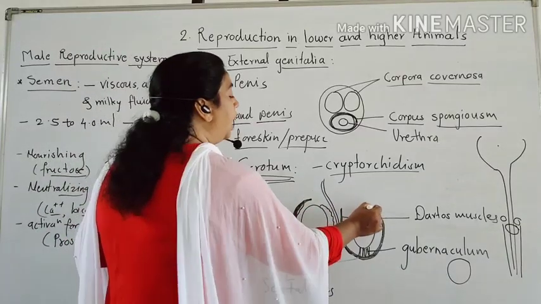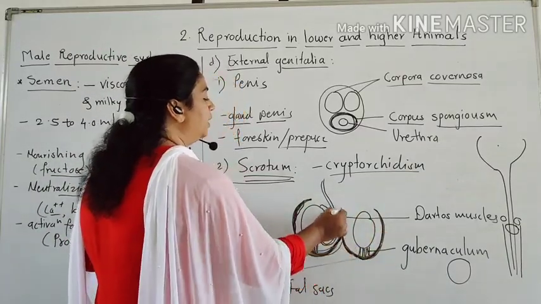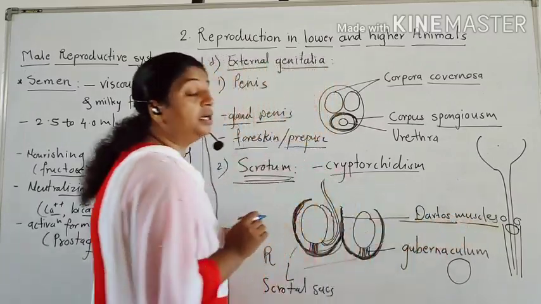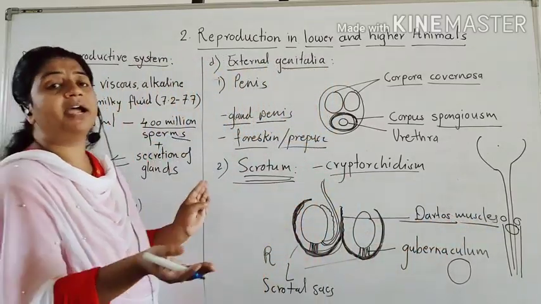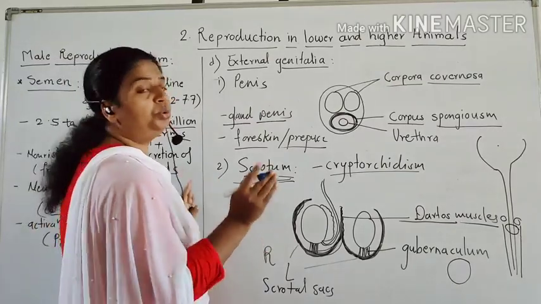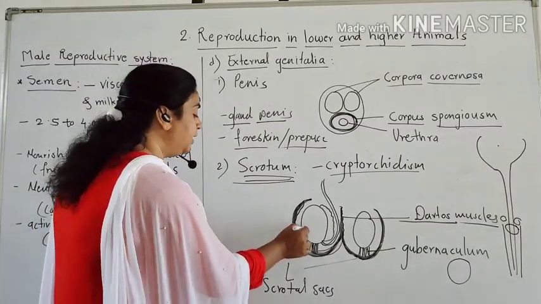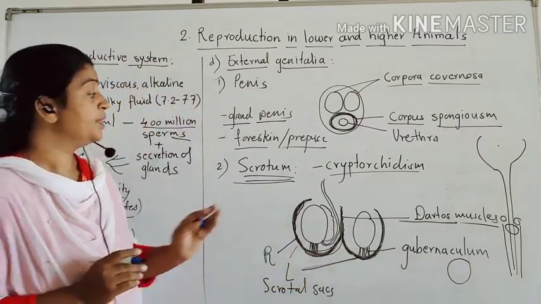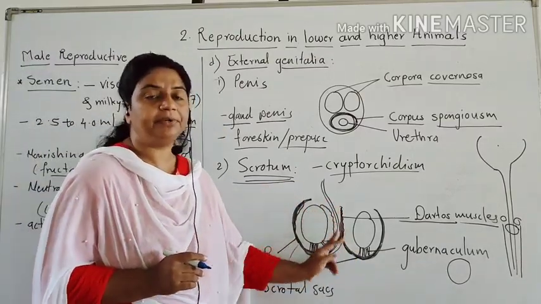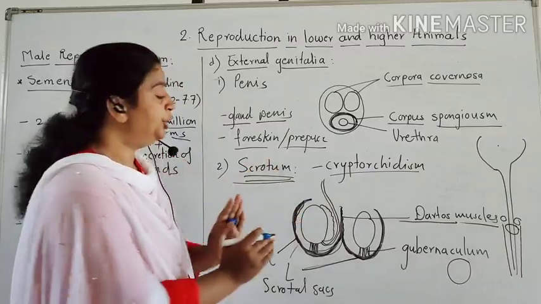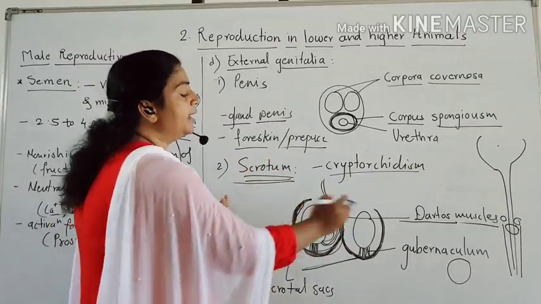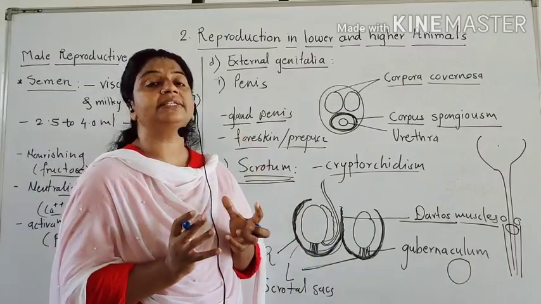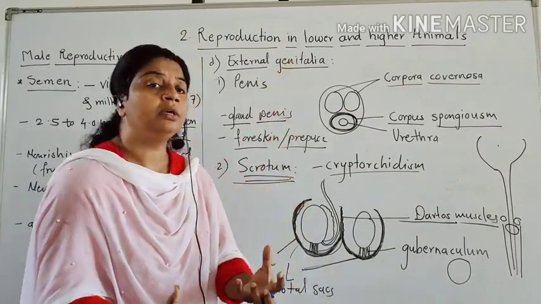It is divided into two parts by a septum made up of dartos muscles. This dartos muscle septum divides the scrotum into two sacs, the right scrotal sac and the left scrotal sac. Into these two scrotal sacs the testes drop down.